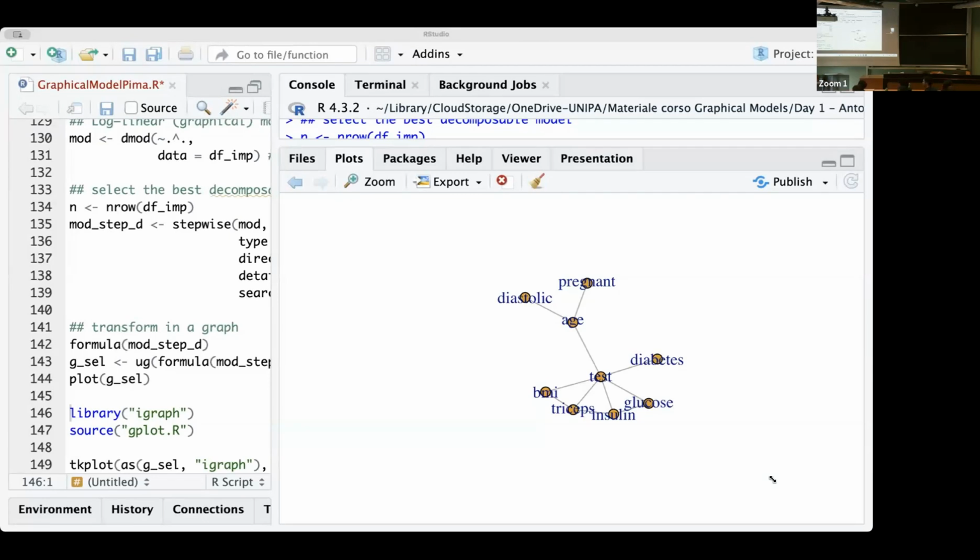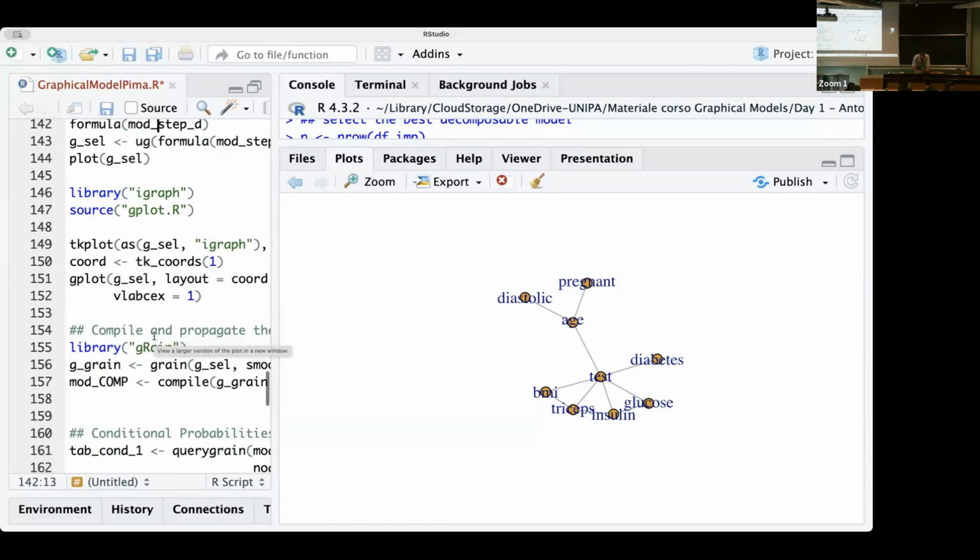If I give you the table, then it's a problem. But if I give you this one, then you can interpret it, right? Okay. So, well, you can use again Tk plot to put your nodes or whatever you want, stuff like that.